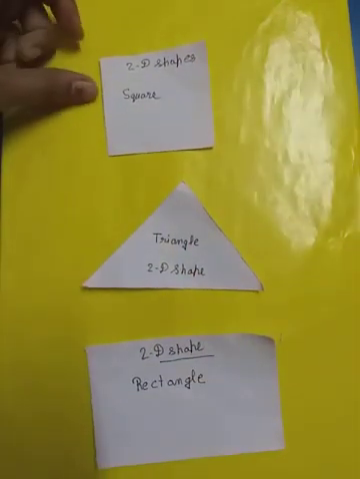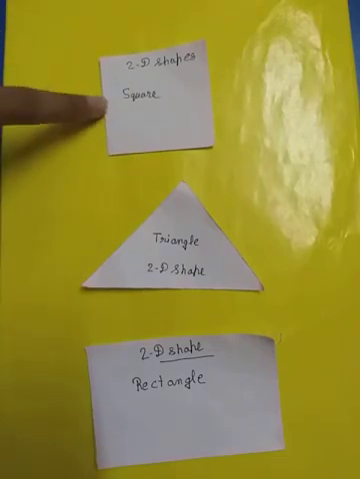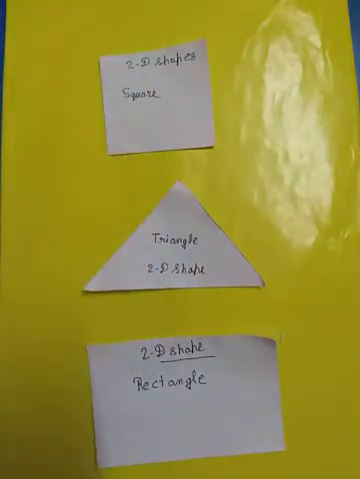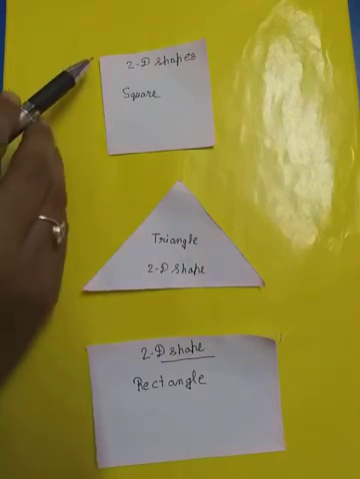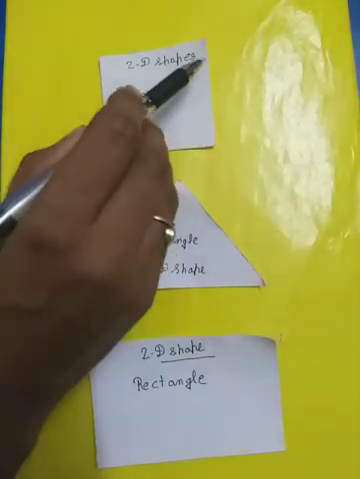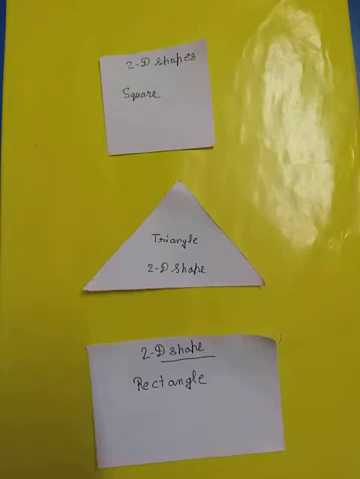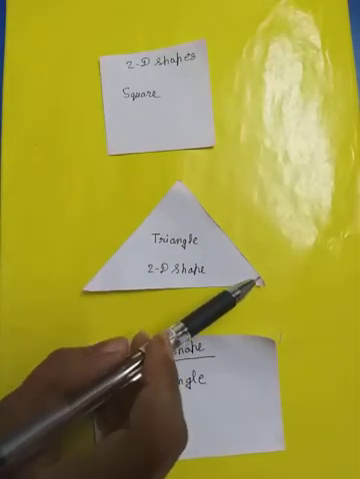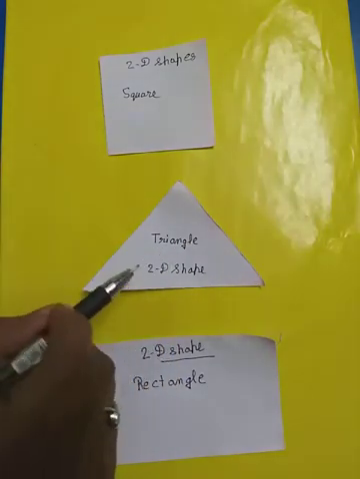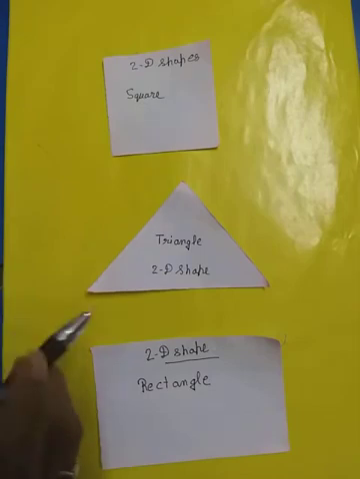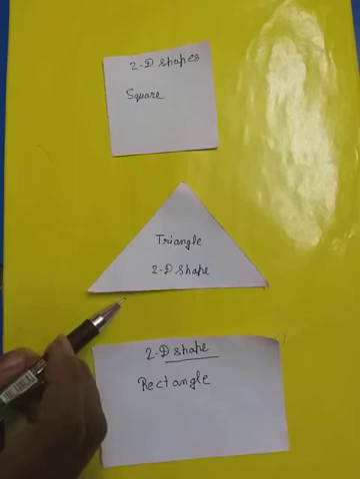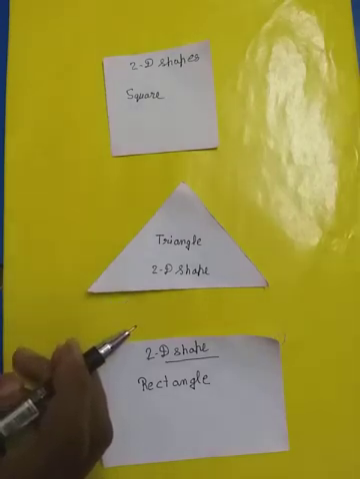In a square shape, we have four sides: 1, 2, 3 and 4, and all sides of a square will be equal. And in a triangle we have 3 sides: 1, 2 and 3. All sides can be equal or not equal.